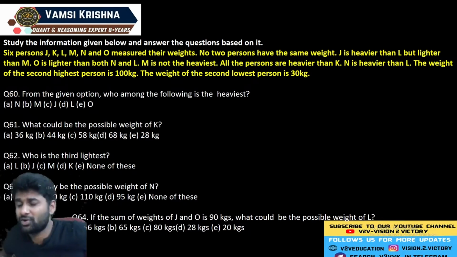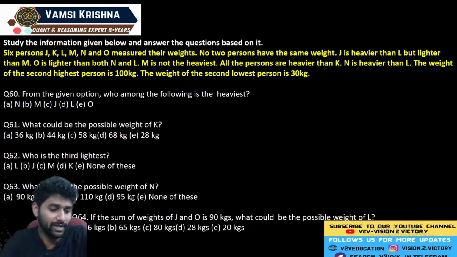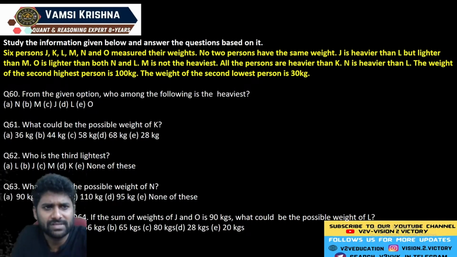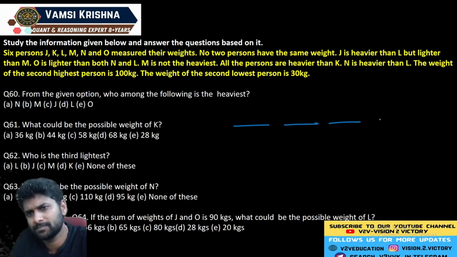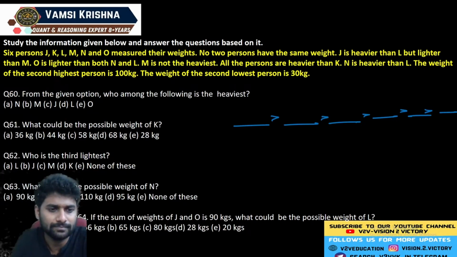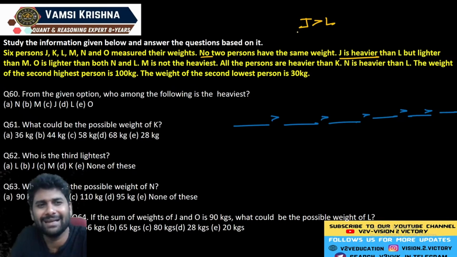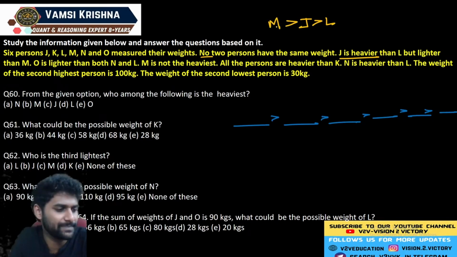So you can expect this model also, guys, from ranking, order and ranking. Now see, there are 6 persons. We already know that it's always greater. The data says that no 2 persons have the same weight. J is heavier than L, but lighter than M. So M is also heavier than J.